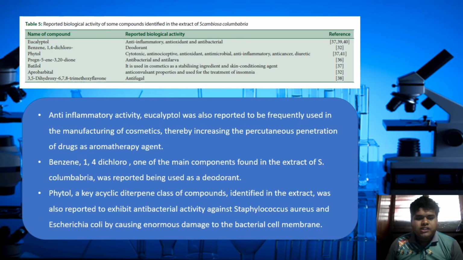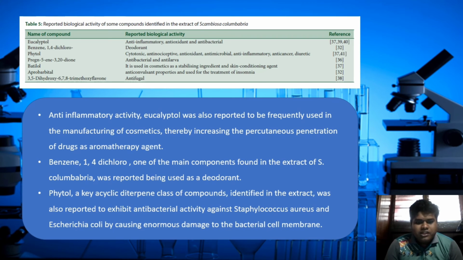In addition to anti-inflammatory activity, eucalyptol was also reported to be frequently used in the manufacturing of cosmetics, thereby increasing the percutaneous penetration of drugs, as an aromatherapy agent. Benzene 1,4-dichloro, which is one of the main components found in the extract of S. columbabria, was reported for being used as a deodorant.